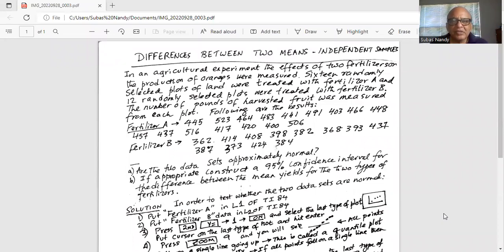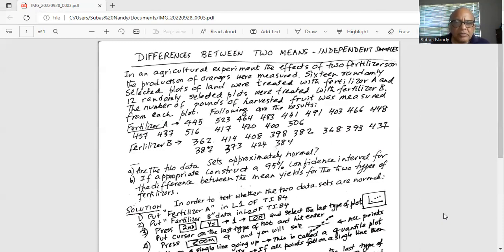In an agricultural experiment, the effects of two fertilizers on the production of oranges were measured. 16 randomly selected plots of land were treated with fertilizer A, and 12 randomly selected plots were treated with fertilizer B. The number of pounds of harvested fruit was measured from each plot. Following are the results: fertilizer A, we have some numbers, and fertilizer B, we have some numbers.